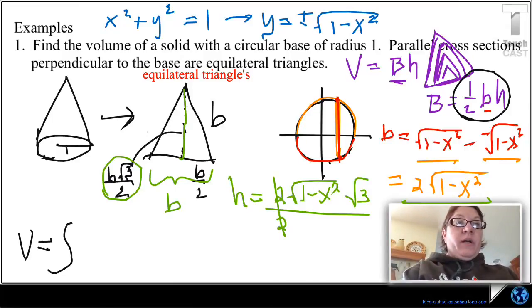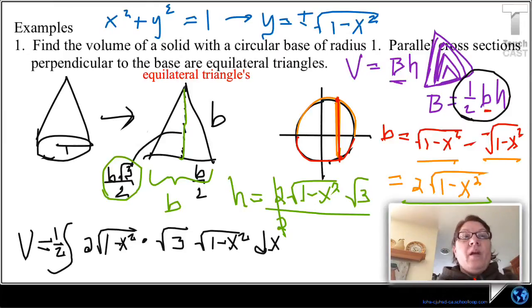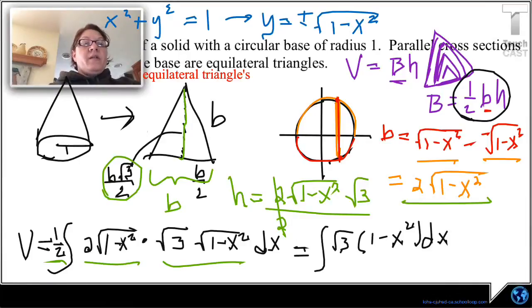So I'm going to multiply my little base and my little height. And of course, here's everything substituted in. So I've substituted in little base and my height, and there's the 1/2 because I'm working on a triangle. And this will simplify to, and since I'm integrating with respect to x, I have to look at the farthest left x bound, which is -1, and the farthest right, which is 1.